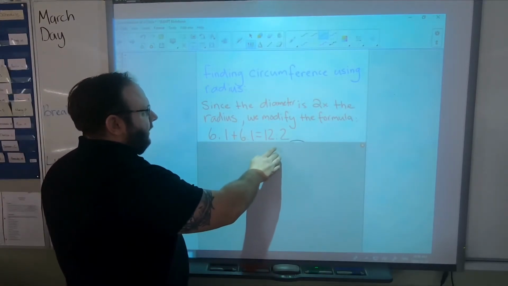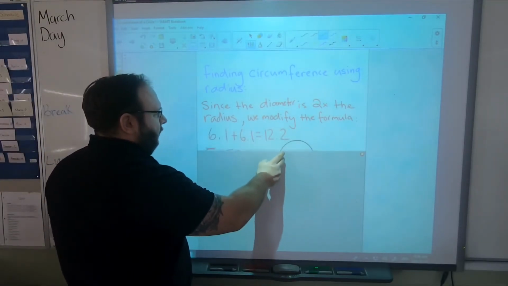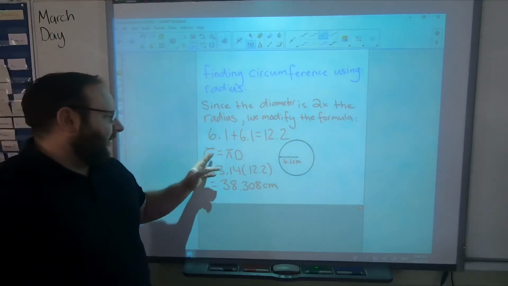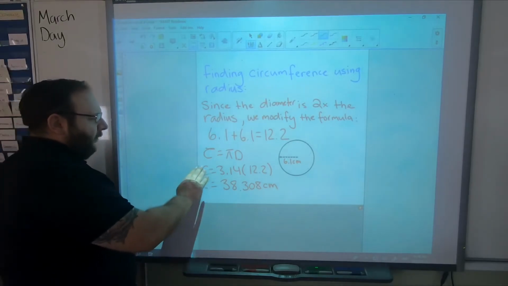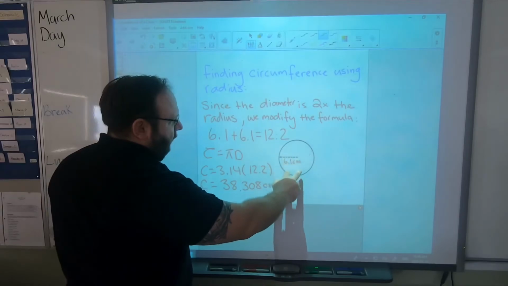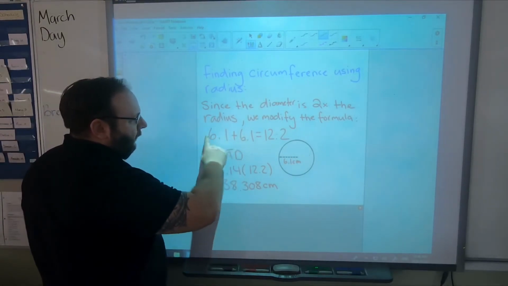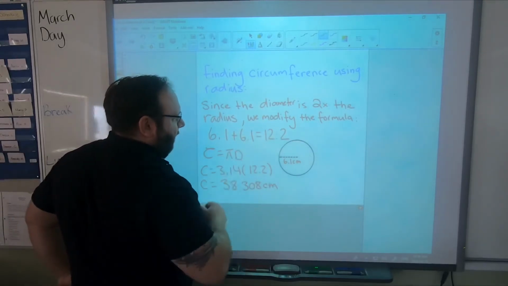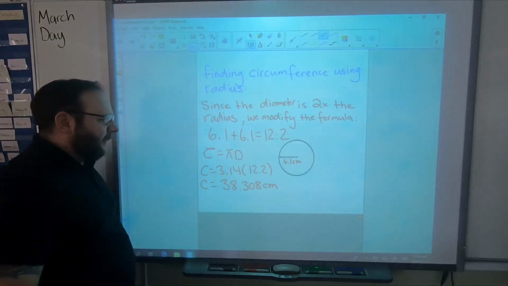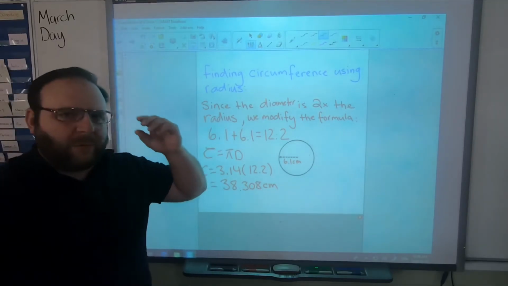Since the diameter is 2 times the radius, we can modify the formula to look like this. Circumference equals pi times diameter. We're going to do circumference equals pi, which is 3.14, but this time around, we're just going to make sure we double the radius first, as Sage told us. So we double our radius to get our diameter, and we go ahead and do the multiplication as normal, and we end up with 38.308 centimeters. This one doesn't tell us to round, so we're not going to round.